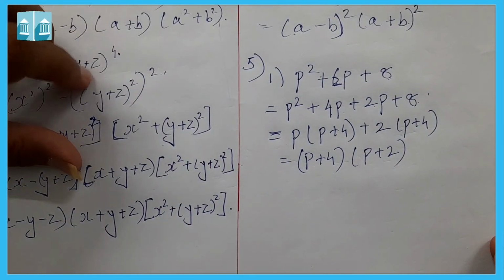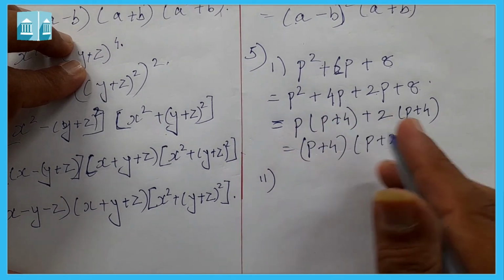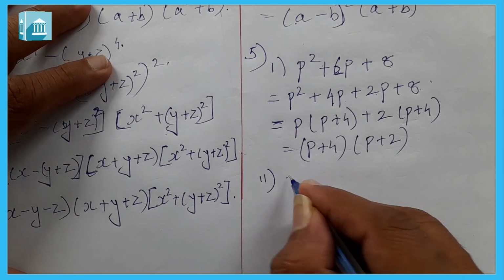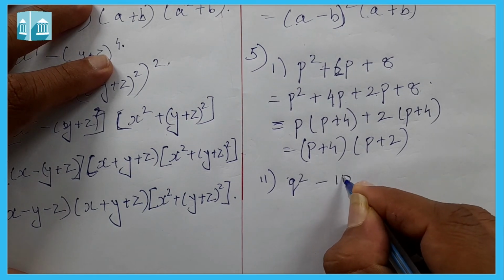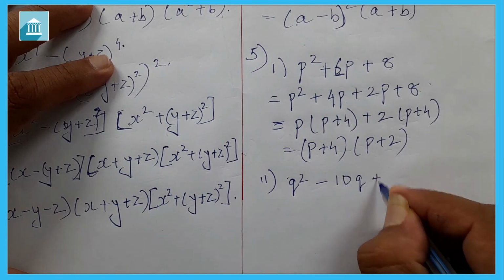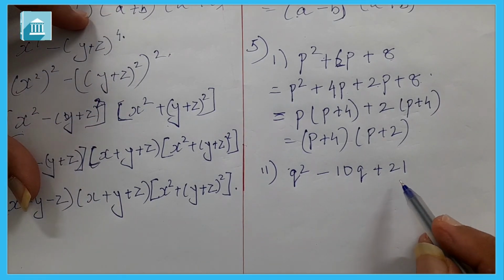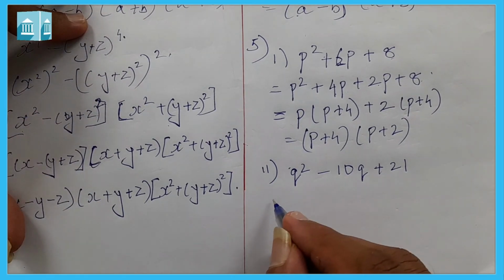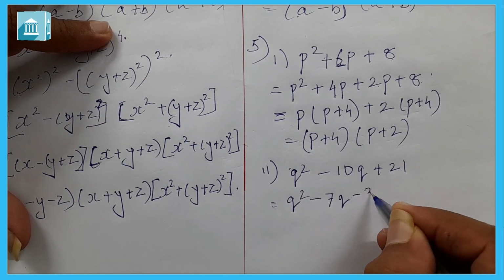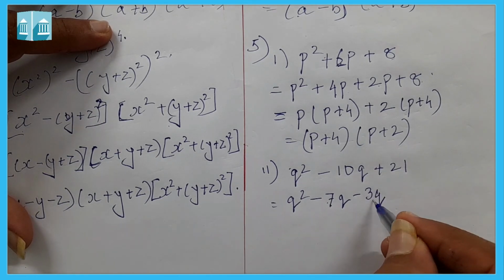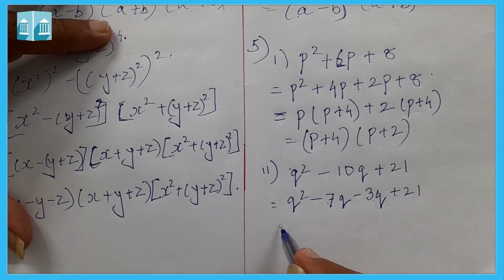Now in the same way, let us do the second one. The second one here is q square minus 10q plus 21. Now the factors of 21 are 1, 3, 7, so we can consider 3 and 7. This will be q square minus 7q minus 3q, as minus 3 into minus 7 will be 21q square plus 21.